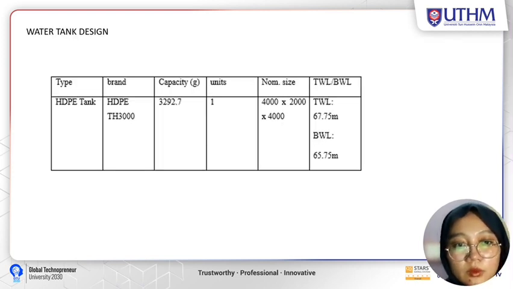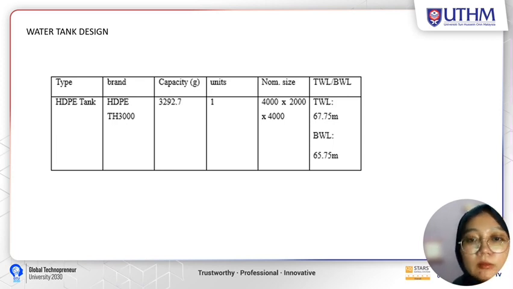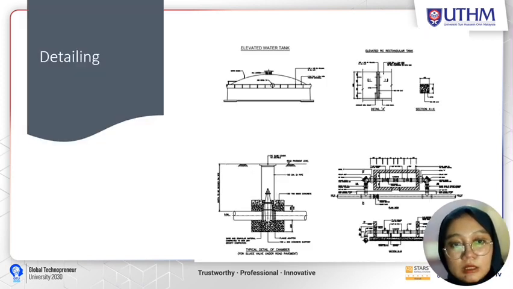As for water tank design, we will be using the HDPE tank, which is the HDPE TH3000, and the capacity is 3292.7 gallon for 1 unit. The nominal size is 4000 times 2000 times 4000, and the TWL is 67.75 meter and BWL is 65.75 meter. And this is the detailing of the water tank for our group project.